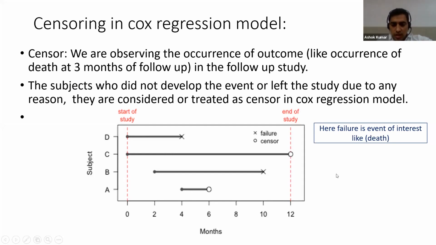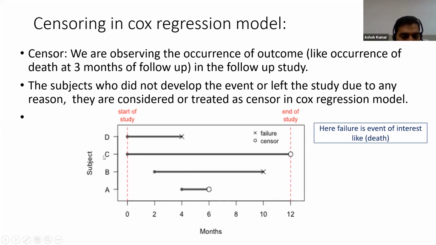With this picture, I think you will be more clear. This is the start of study time, 0. This is the start point. And then this is 12 months, the end of the study. So we have recruited subjects D and C here. Subject D developed the event. That is a failure. Here failure is the event of interest, like death. So it is not censored.